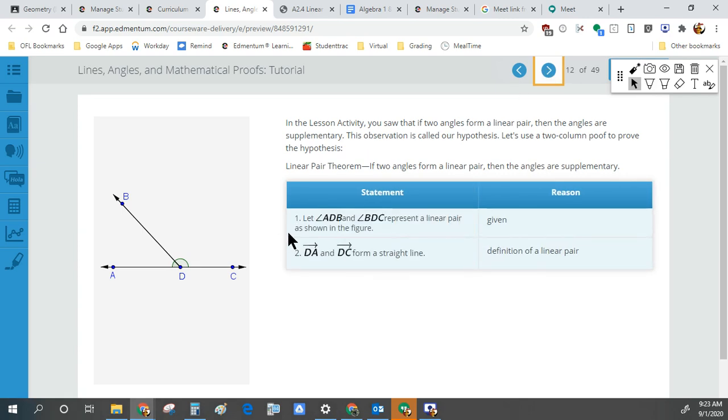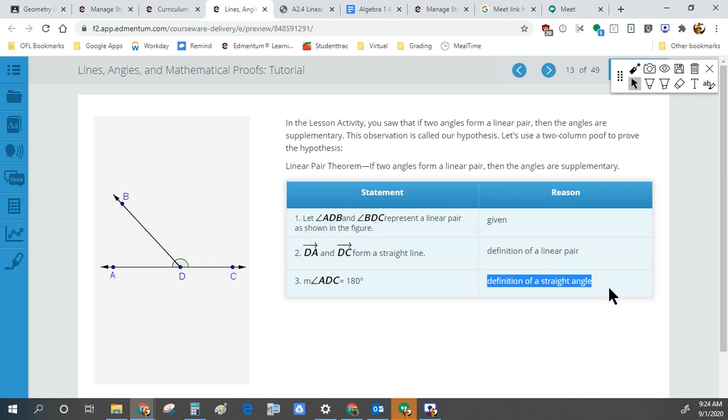All right. So the next fact, they're saying that AD, or DA, this line right here, and DC is a straight line. How do we know that? The definition of a linear pair. There are two angles right next to each other that make a line. That's a linear pair. Our next one is they equal 180. How do we know that they equal 180? That's the definition of a straight angle.